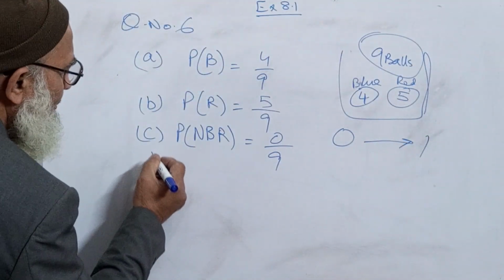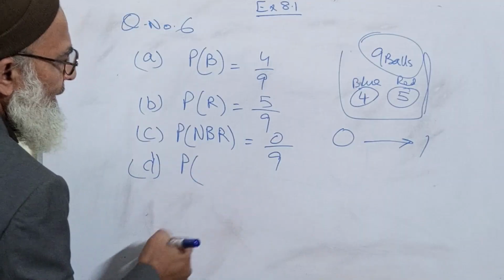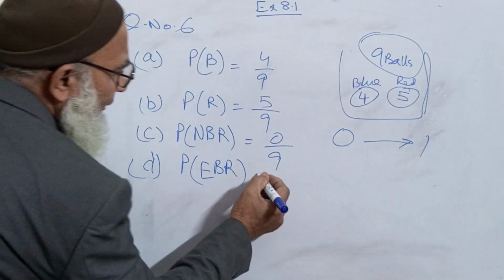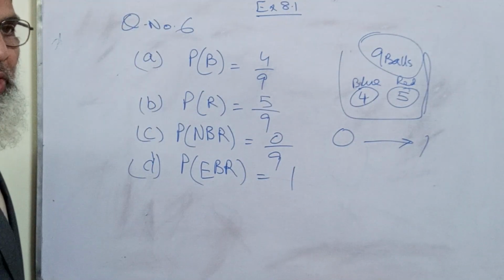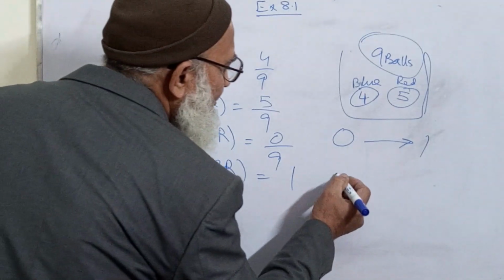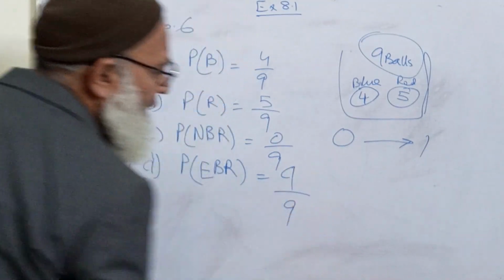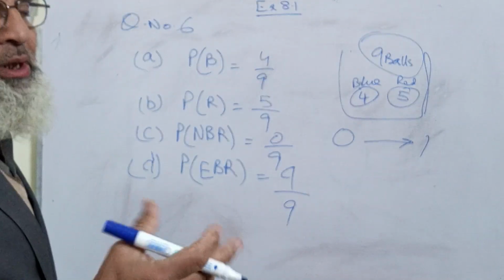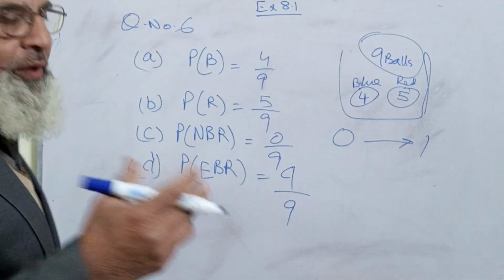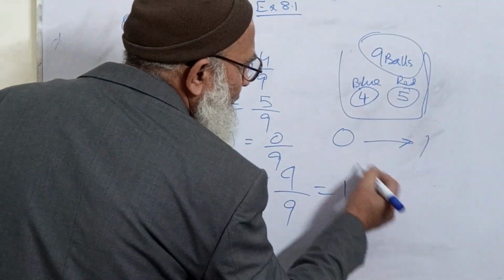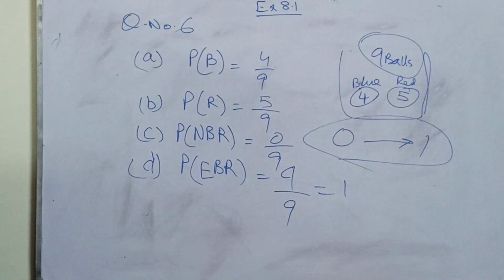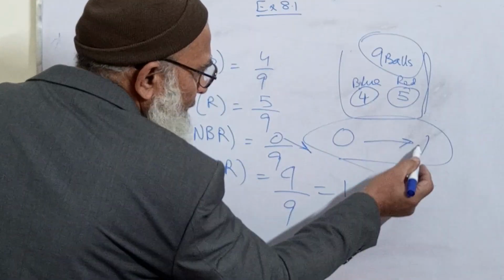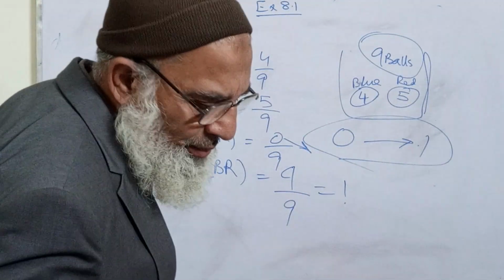And next is your part D, which is P that it is either blue or red. That is equal to 1, because it is 9 upon 9. When you pick the ball, you don't know which ball you are going to pick. It will be either red or blue. It is equal to 1. So this statement remains true, that the probability will remain from 0 to 1. Now question number 7.